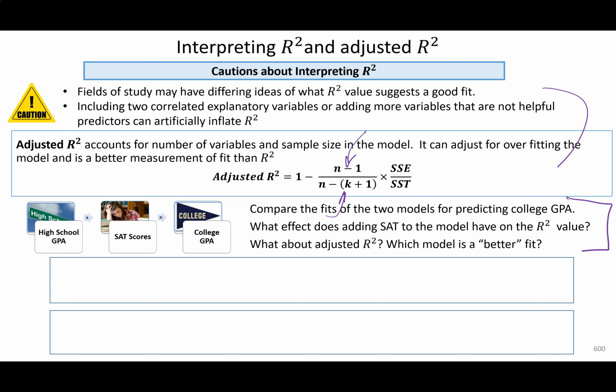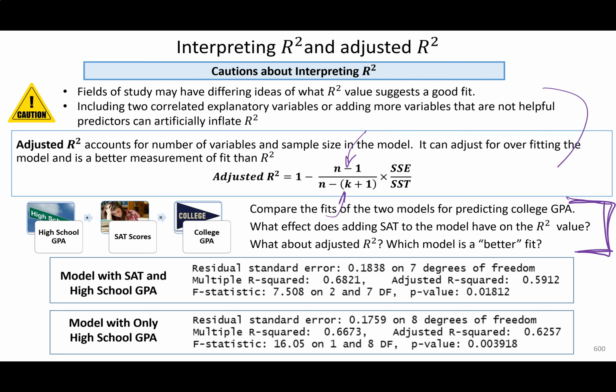So here, we're returning to our GPA example. We want to compare the fits of the models that predict college GPA. One of them had just high school GPA, and one of them had high school GPA and SAT. Based on what we see, we want to know, which one is a better fit? So here is our model with SAT and high school GPA, so it has both. You will have slightly fewer degrees of freedom, so 7 degrees of freedom as opposed to 8.